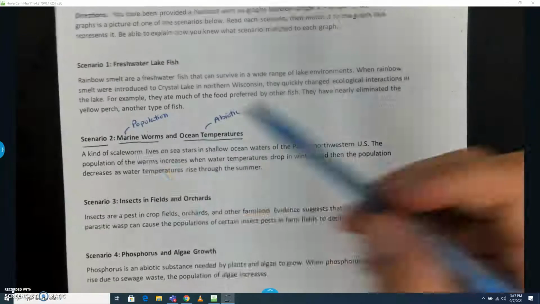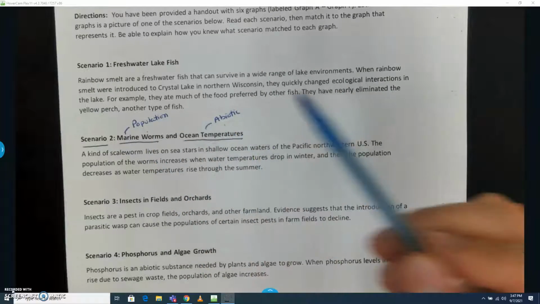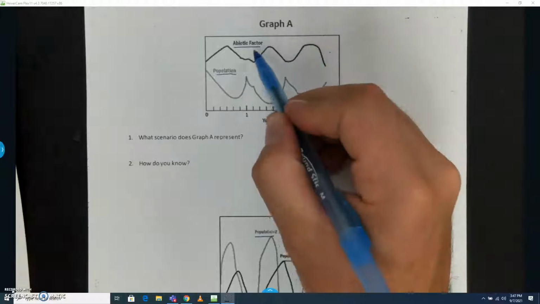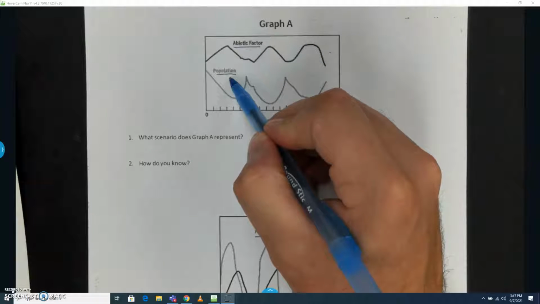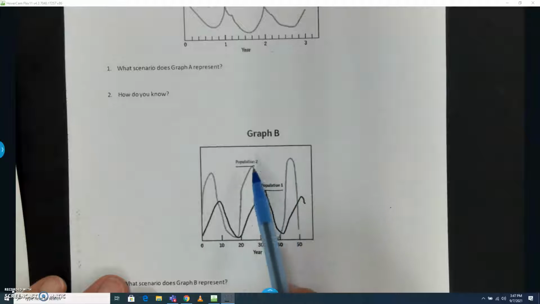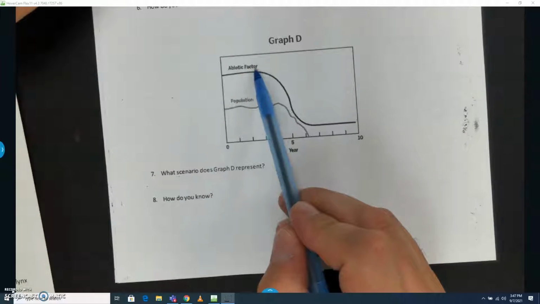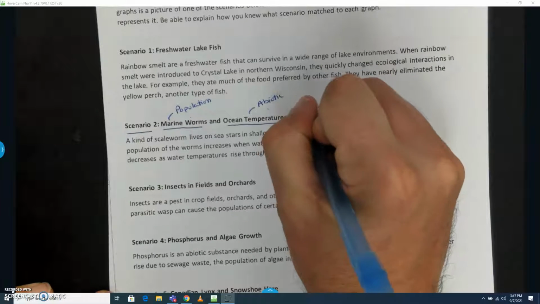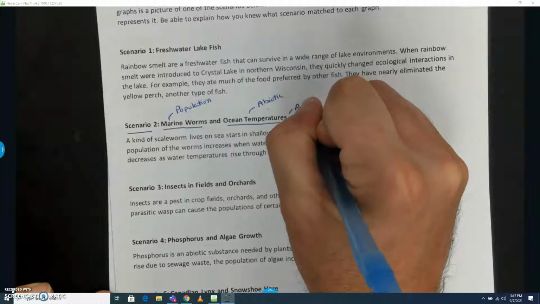Scenario 2, with the worms and the temperatures, population and abiotic, it could be graph A because that includes an abiotic factor in the population. It could not be graph B because that's 2 populations. It could be graph D because there's an abiotic in the population. Or it could be graph F. So looks like our options are A, D, or F. And I'm just going to take note of that really quickly. It will be one of those 3 graphs.